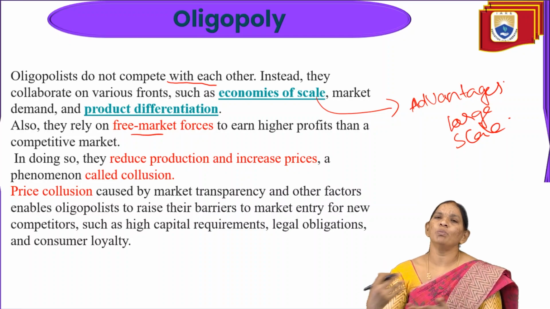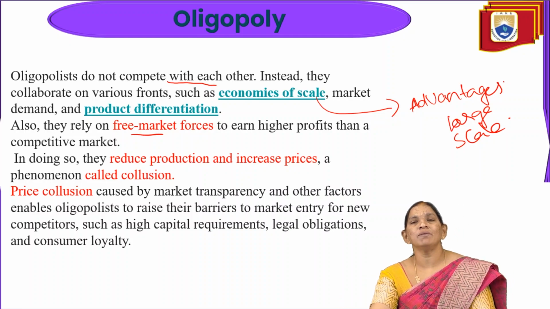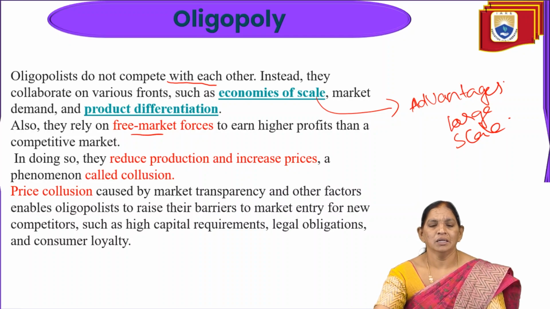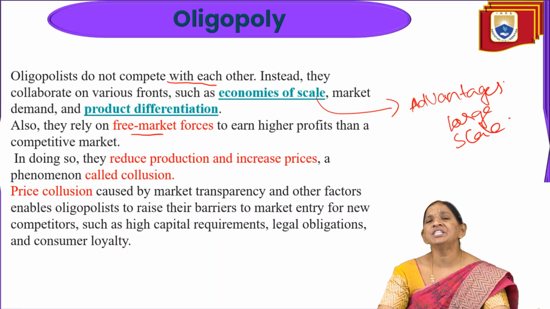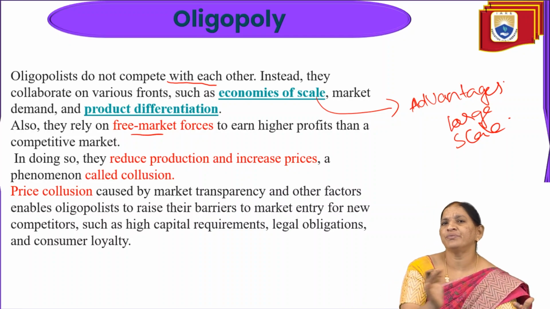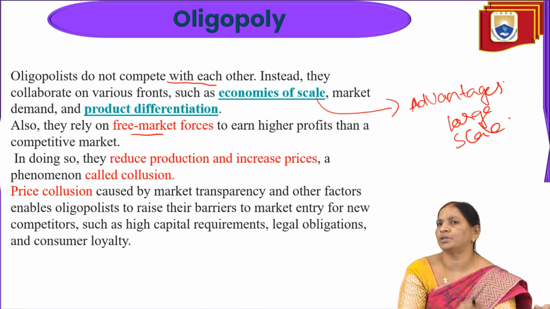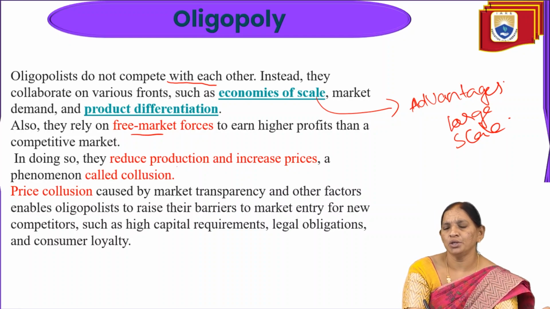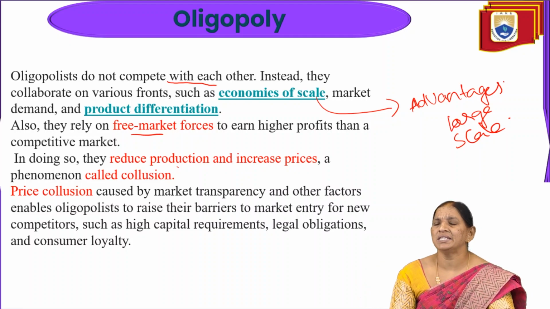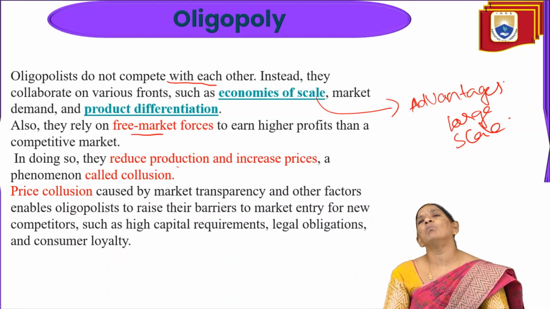Means rather than competing with one another, they themselves, with their market share, enjoy very good profits in the market. In this nature, we can say that they reduce the production and increase the price. Due to their share of the market being separated among every company, in that 30% share or 40% share, whatever, they can do gimmicks. Sometimes they reduce their production and slightly increase the price in order to get more profit.